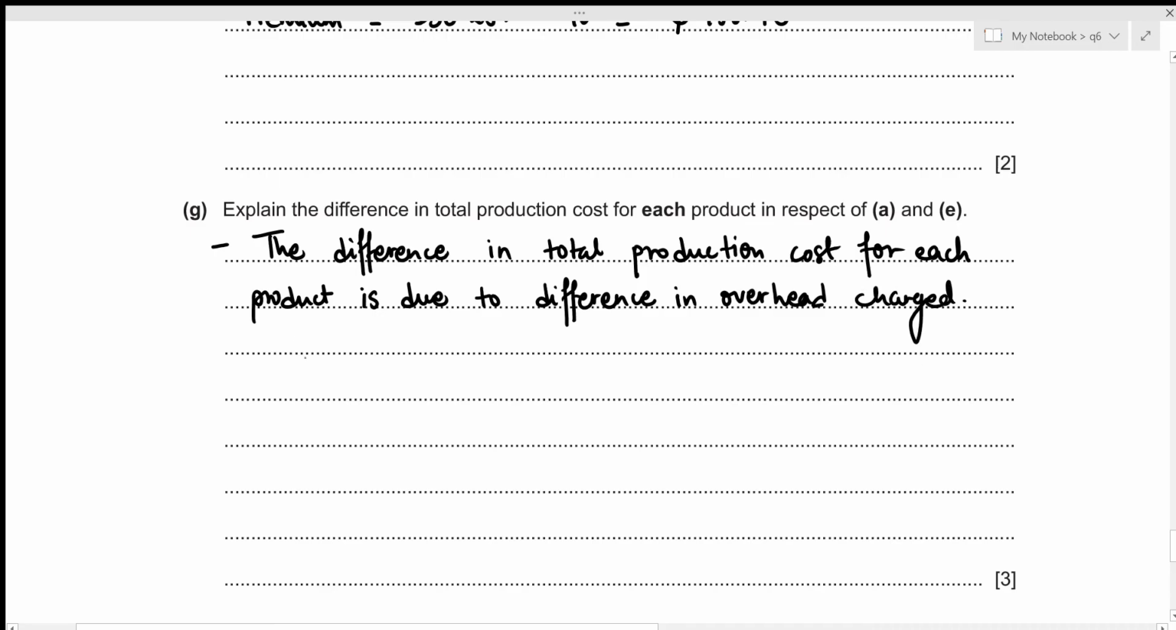So let's figure out the per unit overhead cost for each of the absorption costing as well as activity-based costing for both products. So we can make a table, standard and premium, and this is based on absorption costing and activity-based costing. All right, and we are writing down our overheads per unit.